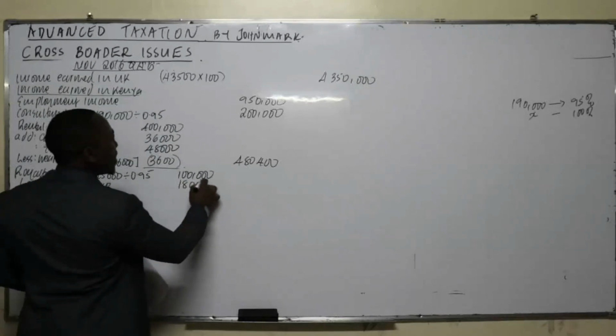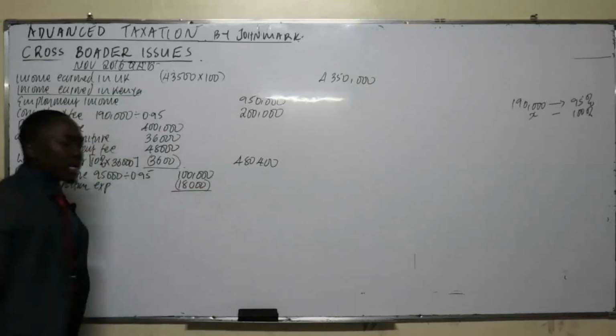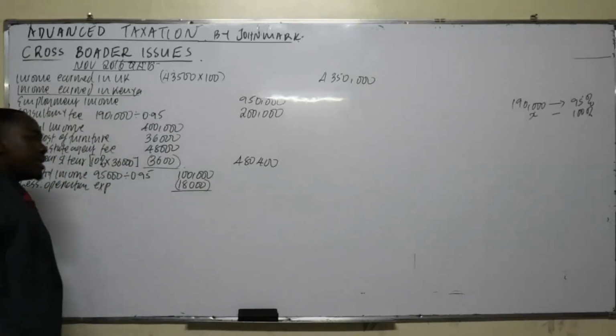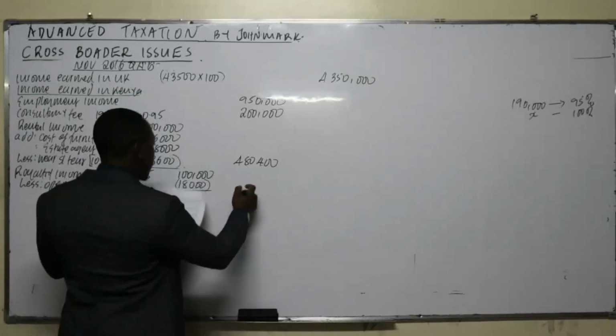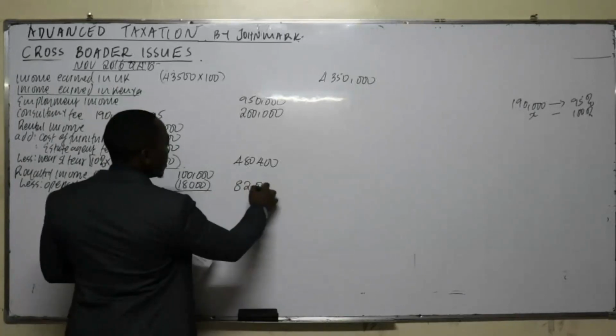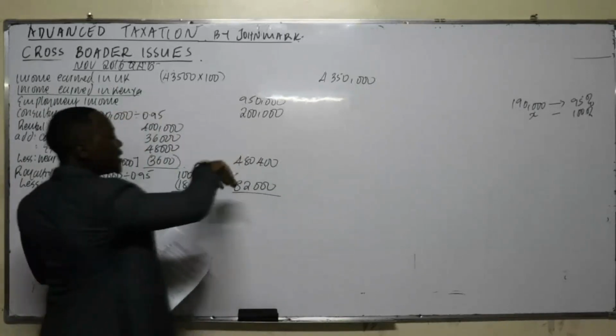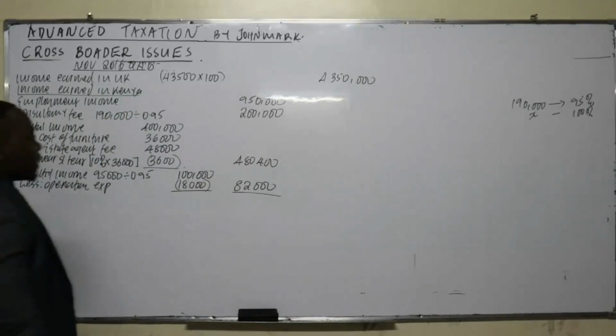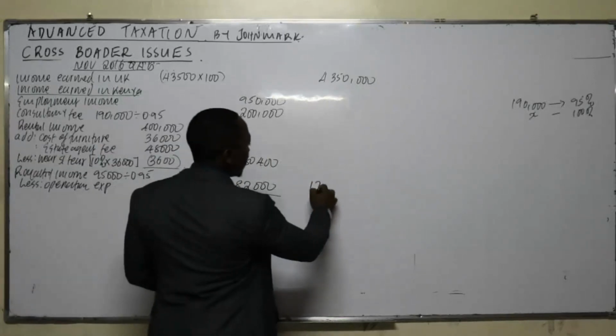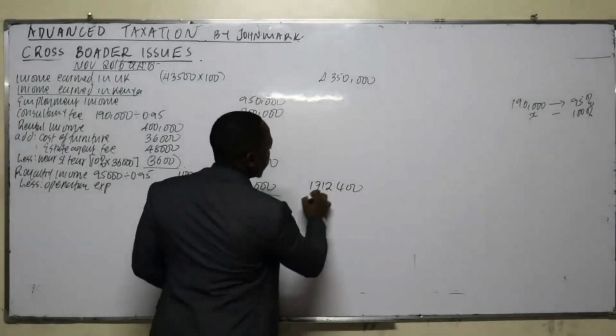Therefore, it reduces your assessable income. You get an amount of 19, I mean 80. 88. Good. 82. So now give me the total income earned in Kenya. Total income earned in Kenya. 17,400. Good. Now give me the total income.